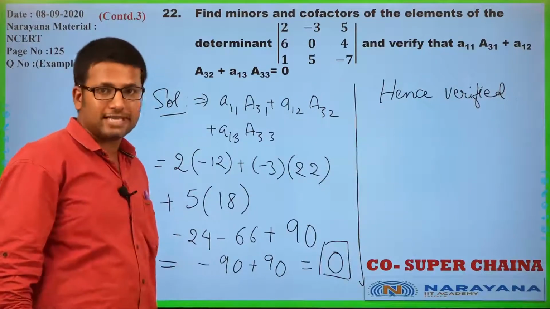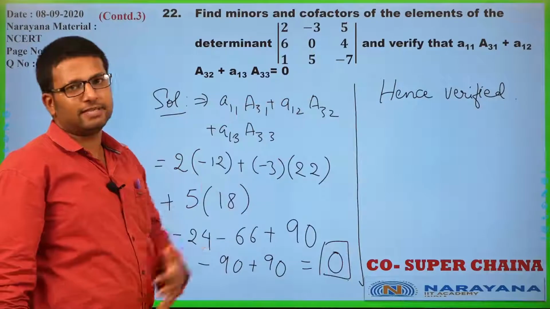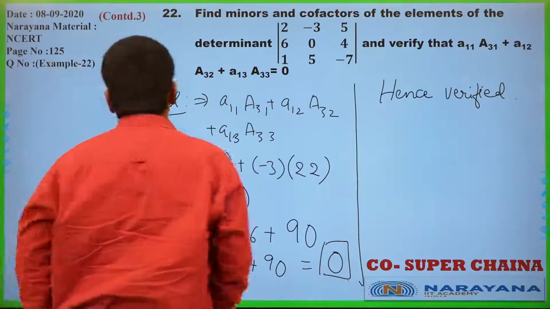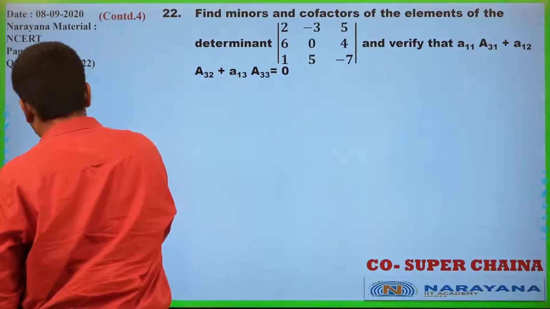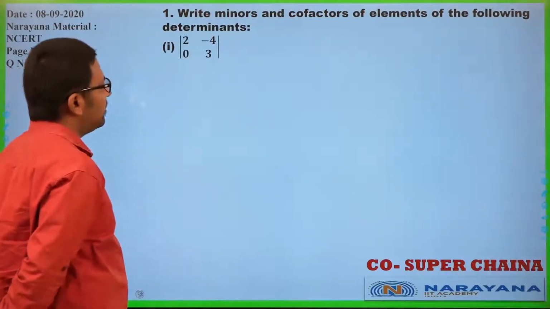Correct? This should always happen, right? It's a property of the way this entire calculation is devised. Okay? Alright then, let us proceed. Write the minors and cofactors of elements of the following determinants.